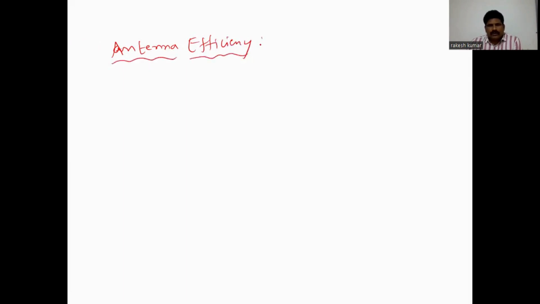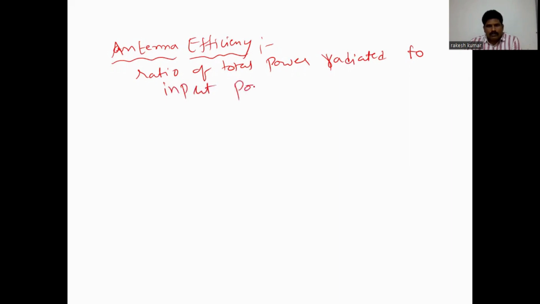What is the definition of antenna efficiency? It is the ratio of total power radiated to the input power. So what is meant by this total?